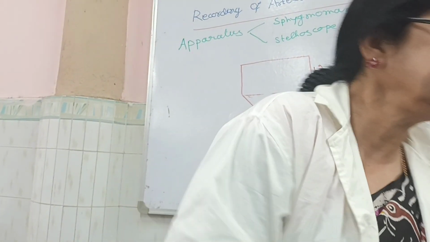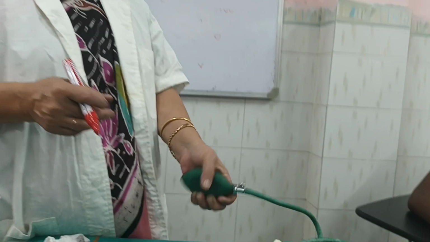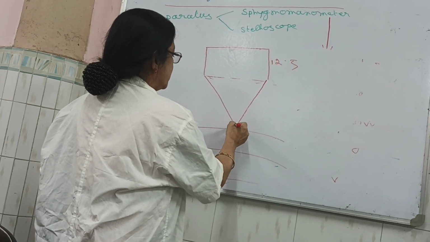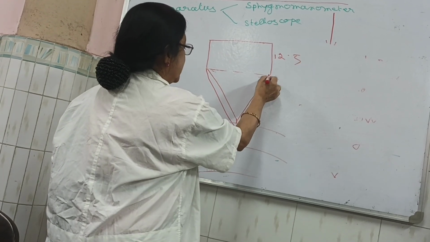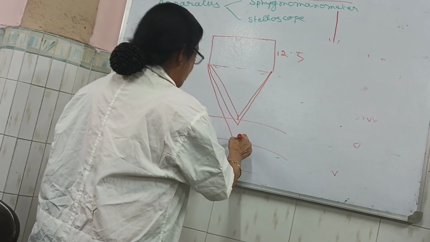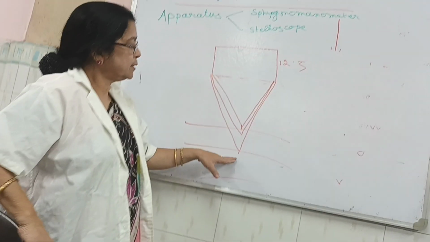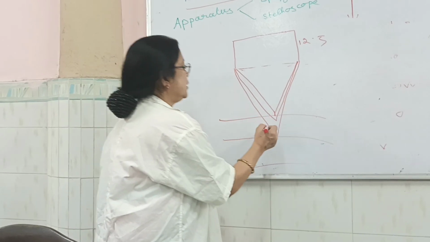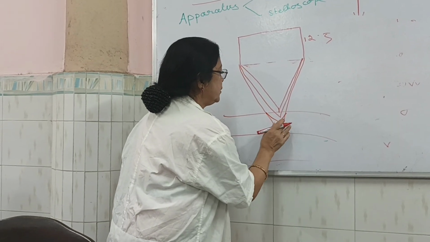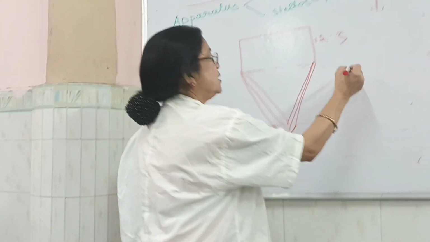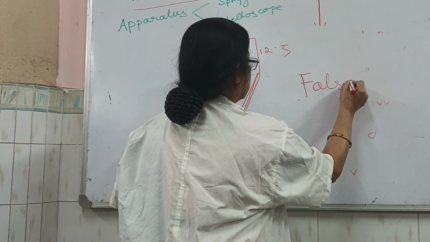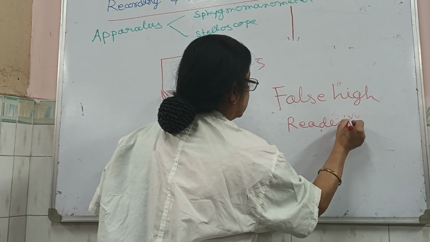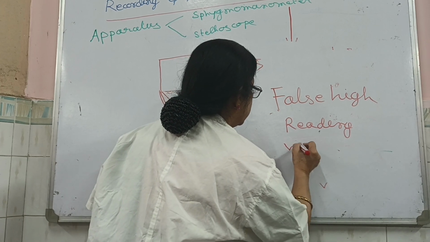You are raising the pressure, but it is not obliterated. Blood is still flowing. We are raising it, and it is not totally obliterated. And if at all it is obliterated, then as soon as you deflate it, the reading will go up very quickly. So a false high reading will be recorded.